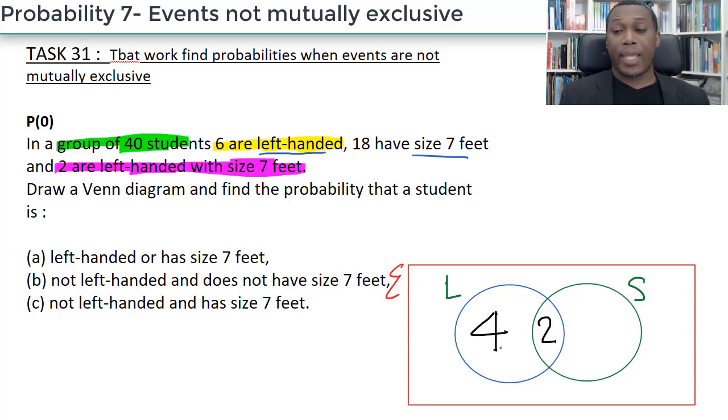4 is missing, okay? And then for size 7, we're told that a whopping 18 have size 7 feet. So when I look at the green circle, I add all the numbers in the green circle, the number of students in the green circle, I should get 18, but I'm only seeing 2. So what's missing? How much do I add to 2 to get 18? Ta-da! I add 16.